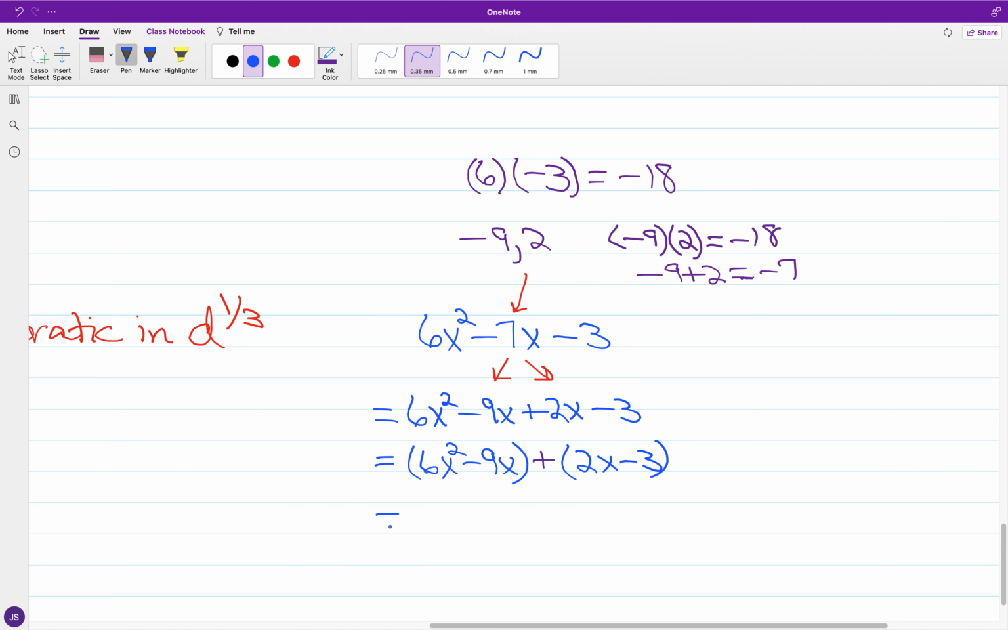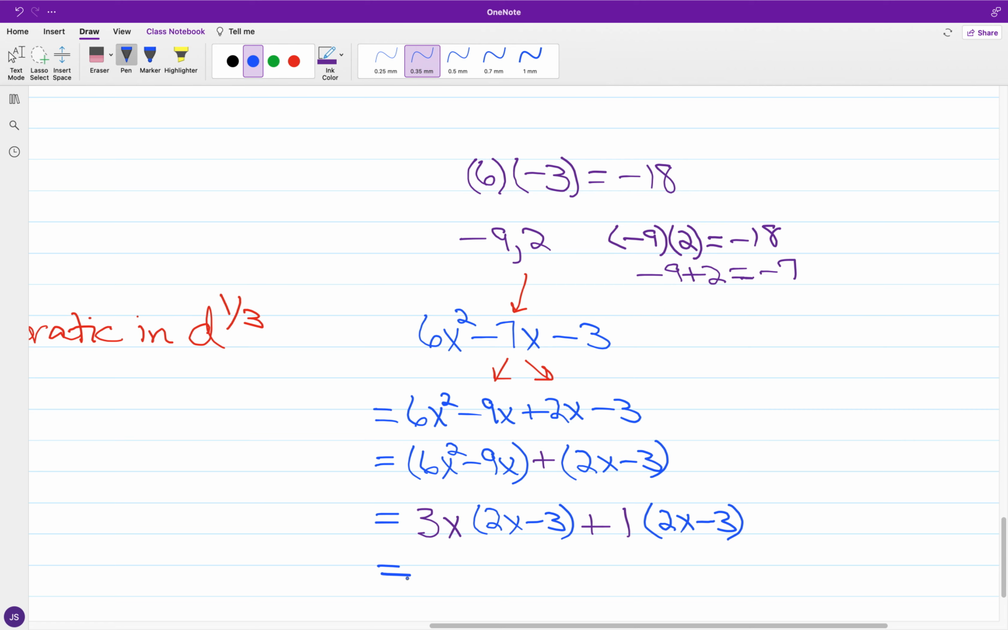Drawing out the greatest common factors between 6x squared and negative 9x: we have the variable x in common, and 3 is the highest number that will go into 6 and 9. So the greatest common factor is 3x, times the quantity of 2x minus 3. Plus, the greatest common factor of 2x and negative 3 is just 1, times the quantity of 2x minus 3.